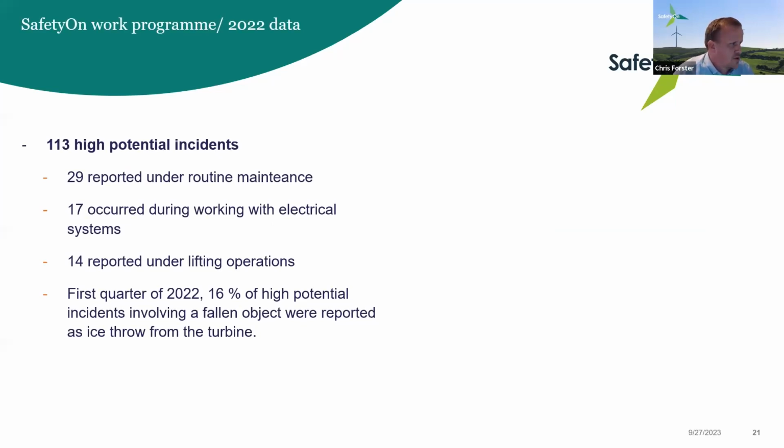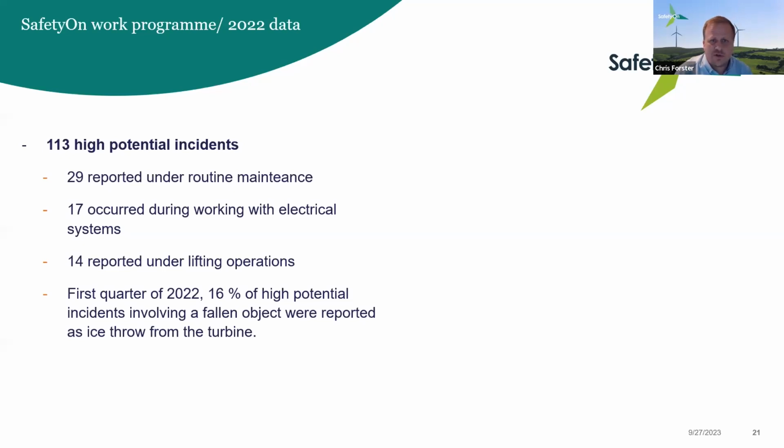So Anna previously touched on the high potential incidents. So if you look at the 2022 incident data, it tells us that 113 incidents were reported as high potential in 22, which is an increase of 6.4% compared to the 2021 figures. 29 were reported under work processes of routine maintenance. So that's planned maintenance of the turbine, including regular inspections and servicing.